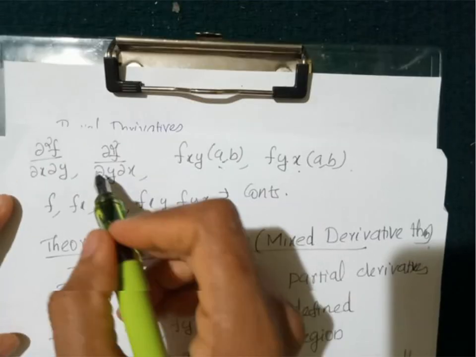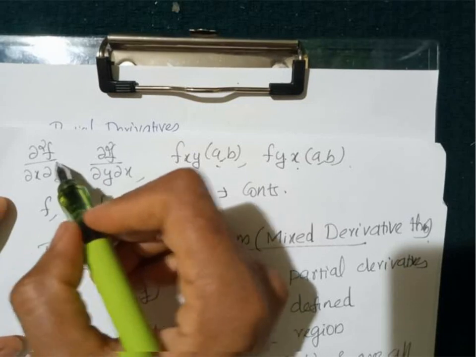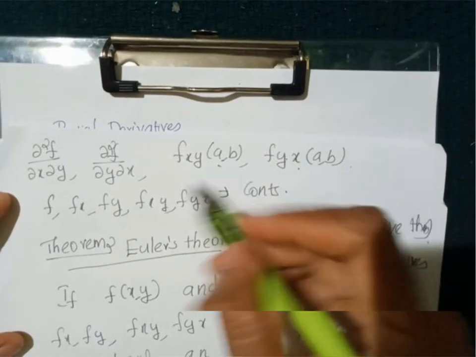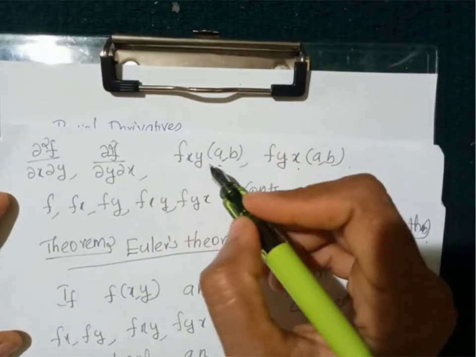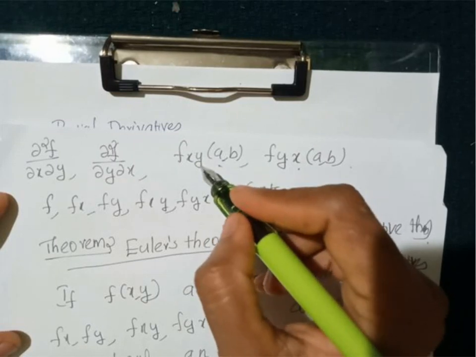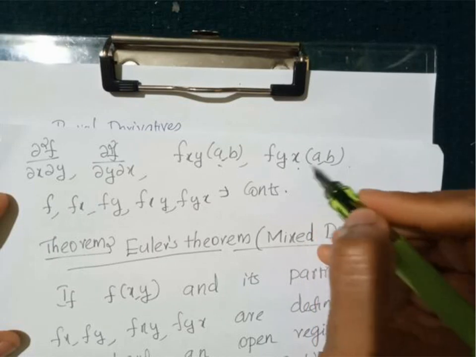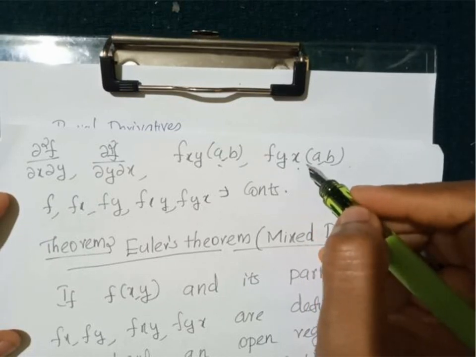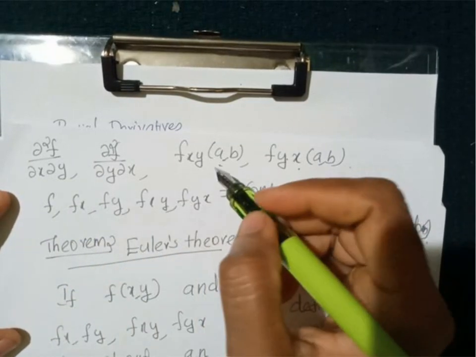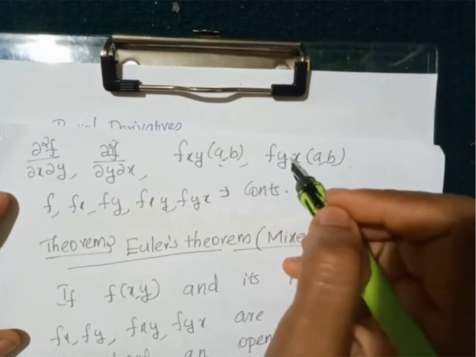Look at this: ∂²f/∂x∂y and ∂²f/∂y∂x. These can be represented as fxy at the point (a,b) and fyx at the point (a,b). This is another representation also.